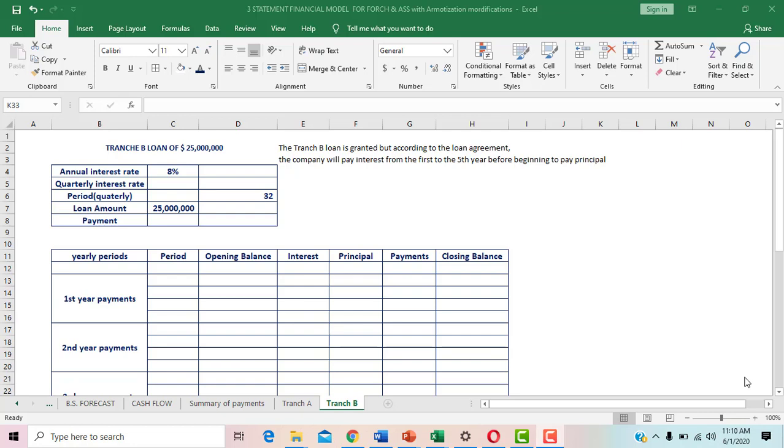Hello and welcome to Tranche B of our loan agreement. The Tranche B loan is totaled at $25 million with an annual interest rate of 8%.